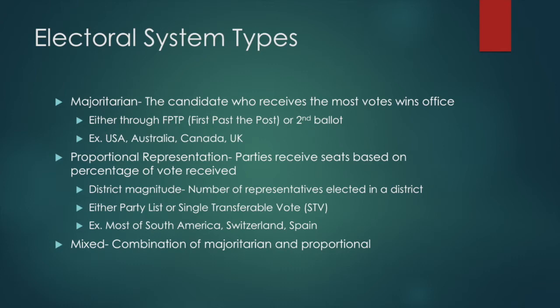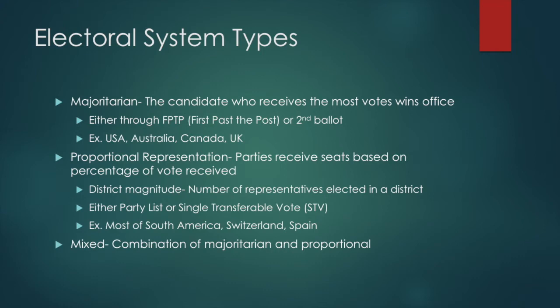First past the post is what our country, the US, employs, where we host one election where the candidate who wins the most votes wins office, no matter what percentage of votes the candidate receives, whether it be 35%, 40%, or 75%. Second ballot, taken at face value, means two ballots, which is exactly what it is.